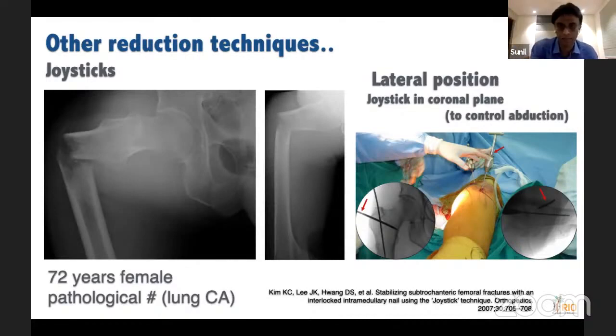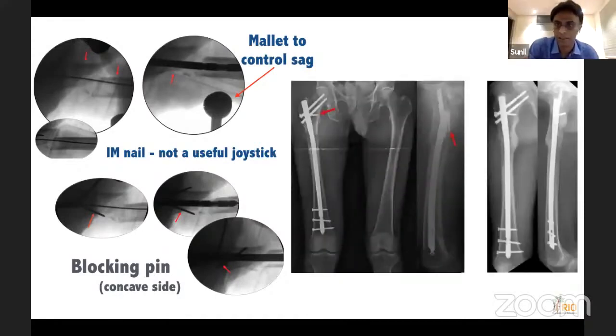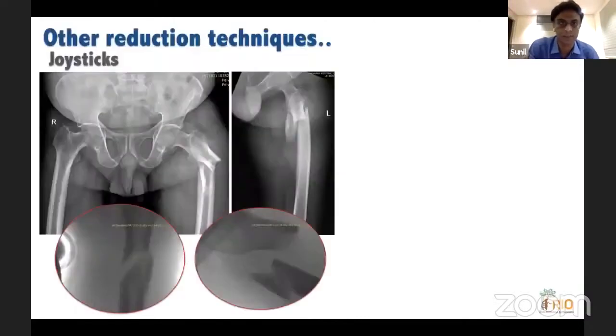So here, you can look at it, there's a joystick on the medial-lateral plane to control abduction. And once you position them carefully, more anteriorly, you can go again, and the nailing can be done without any hindrance. Here, a few more reduction techniques have been used to control and center the nail in the proximal fragment, like a posterior blocking pin as well. And once done, this can go on to heal without any problems.